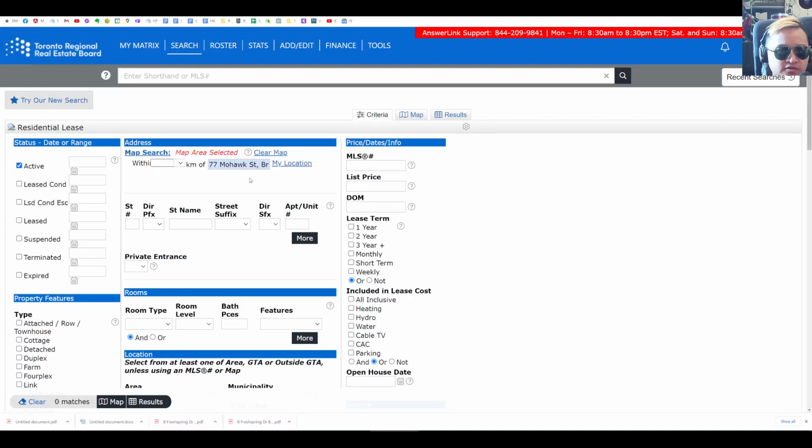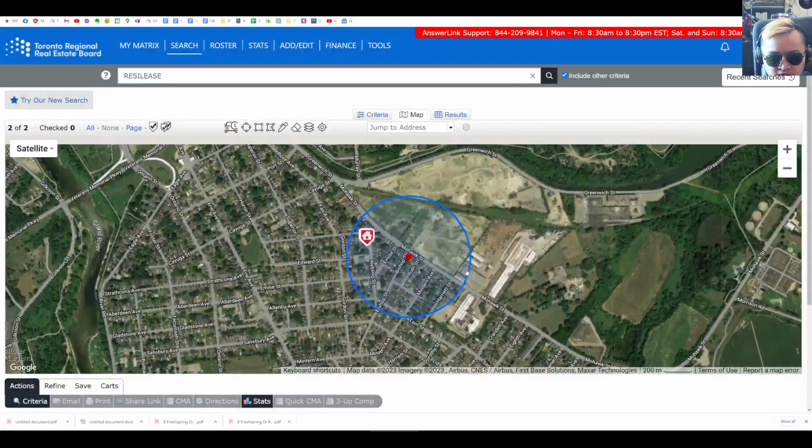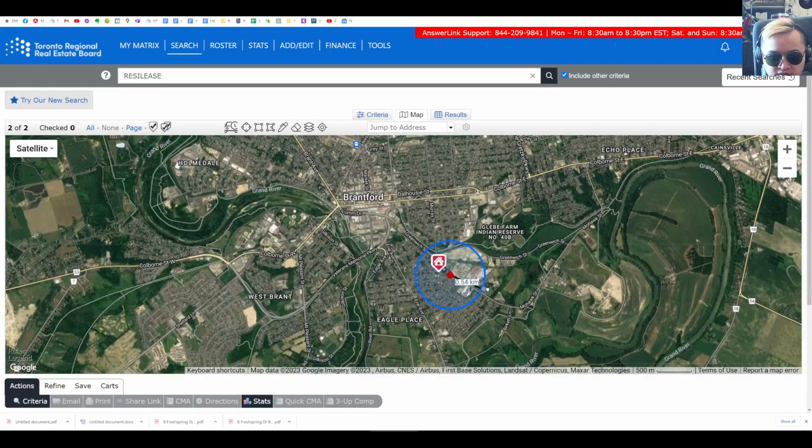Hope you're doing well. You mentioned that you wanted to check the rental potential of 77 Mohawk. So I'm going to take a look at that area for you. Let's see what has been leased and let's see the prices. So this is 77 Mohawk.